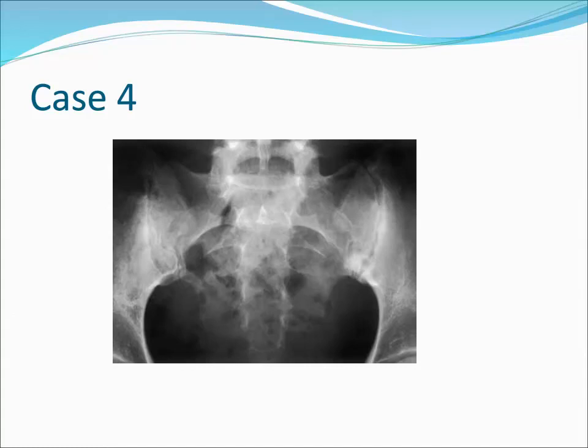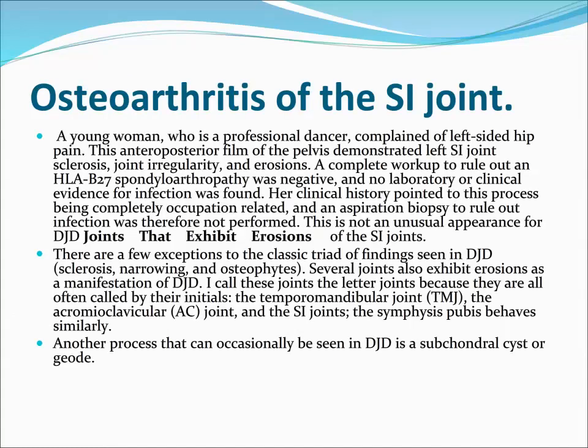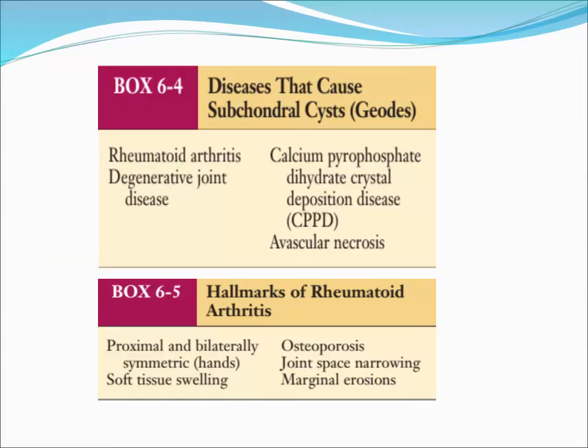There are few exceptions to the classic triad of findings seen in DJD: sclerosis, narrowing, and osteophytes. Several joints also exhibit erosions as a manifestation of DJD. I call these joints the letter joints because they are all often called by their initials: the temporomandibular joint, TMJ, the acromioclavicular, AC, joint, and the SI joints. The symphysis pubis behaves similarly. Another process that can occasionally be seen in DJD is a subchondral cyst or geode. Geodes are cystic formations that occur around joints in a variety of disorders.